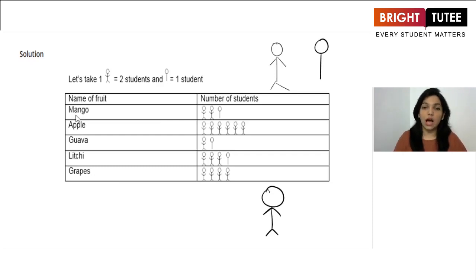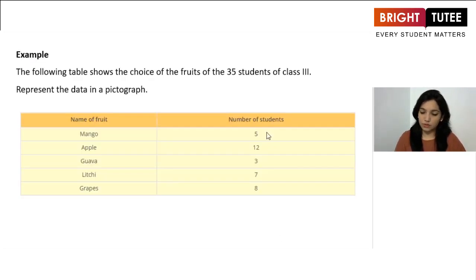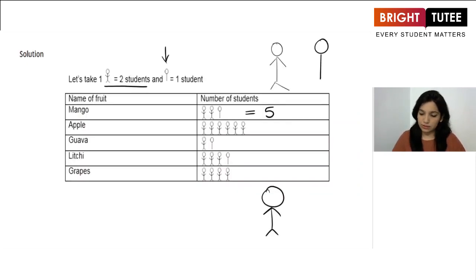So let us see how many students are representing that mango was their preference. Clearly when you see the whole image, it represents two students. So 1, 2, we see the complete images, and 1 is this half image, right? So 2 times 2 is 4 plus 1. So this is representing 5 students. Let us check. So we are correct. It was representing 5 students.